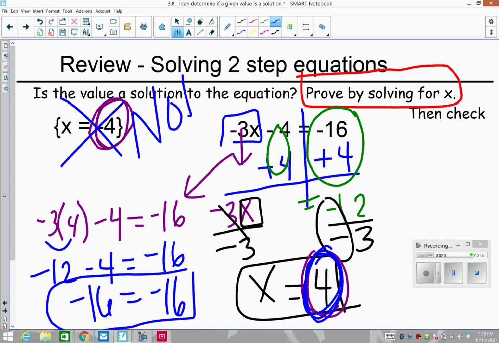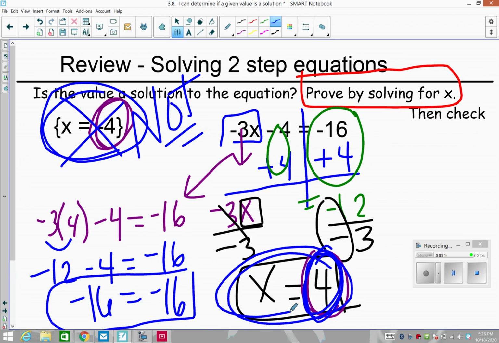-4 is not the solution. So what I did in this case is I solved for x using build house, build fence, isolating the x. And then I just checked to see which answer is correct.